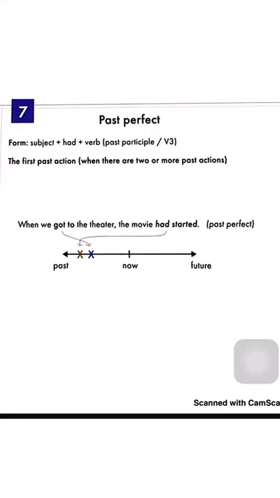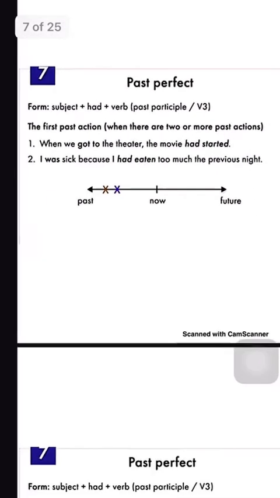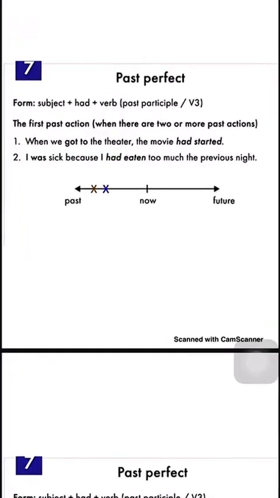Now, moving forward, the first past action. When there are two or more past actions, generally in the past perfect there are two past actions taking place. Let's see the examples. When we got to the theater, the movie had started, which I've already told you. Next, I was sick because I had eaten too much the previous night. Again, the two actions are here. First, I was sick. मैं बीमार हूँ. Why was I sick? Because I had eaten too much the previous night. Clear?